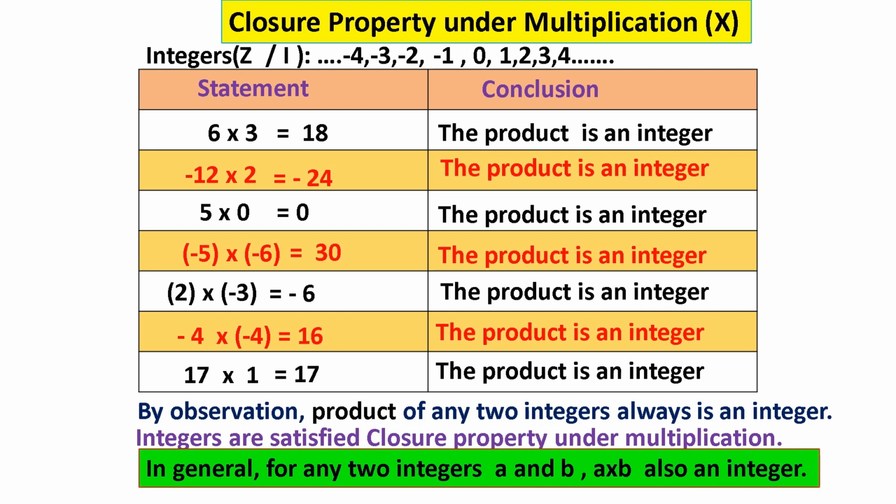In general, for any two integers a and b, a into b is also an integer. This property is known as the closure property under multiplication.